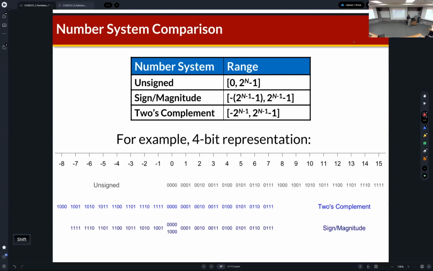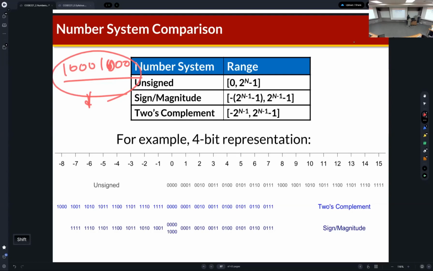But think like this. This is a binary number, like 1 0 0 0 1 1 1 0 0 0. Then how can you know the meaning of this data? The meaning of this data can be different if we use different number systems for this data.